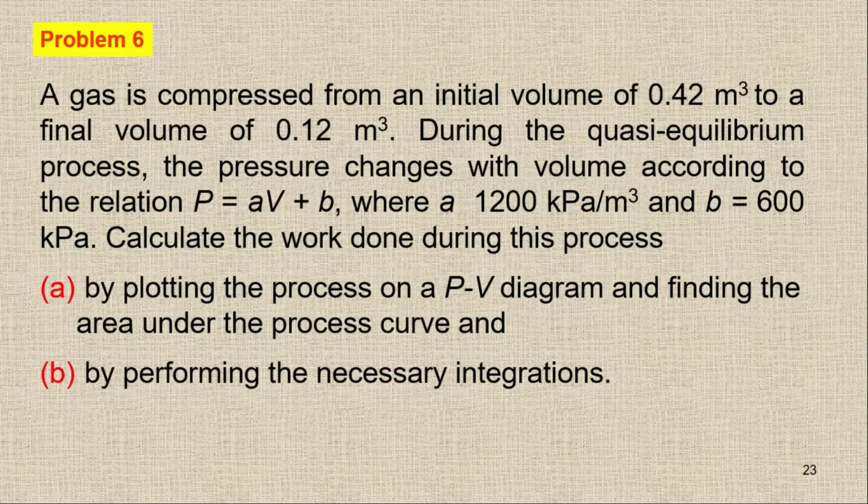Moving to the next question. Here, we have a gas which is compressed from an initial volume of 0.42 meter cube to a final volume of 0.12 meter cube. In this question, both V1 and V2 are given. During the quasi-equilibrium process, the pressure changes with the volume according to the relationship P is equal to AV plus B, where A is equal to 1200 kilopascal per meter cube and B is equal to 600 kilopascal. Now you have to calculate the work done during this process.